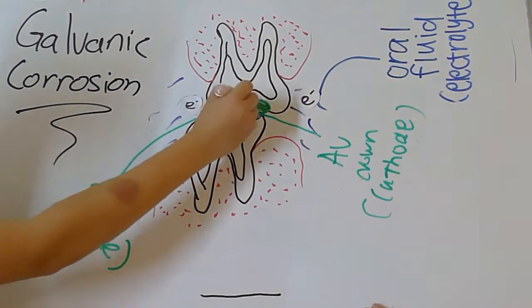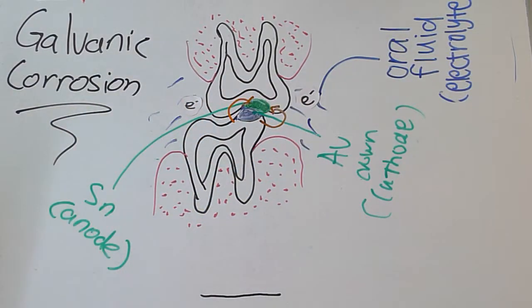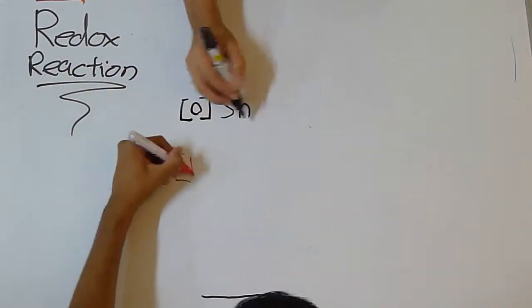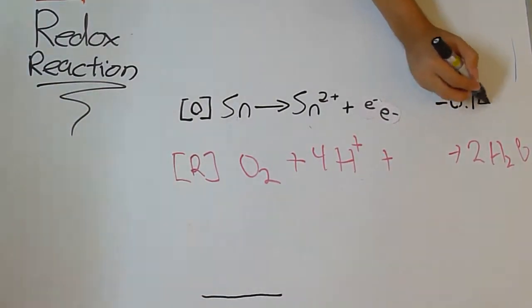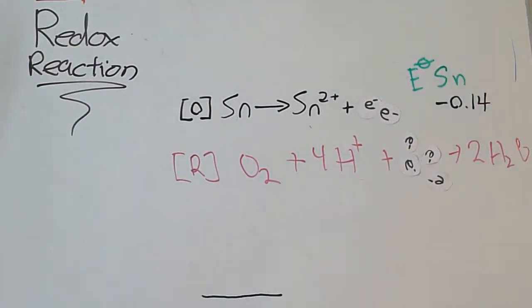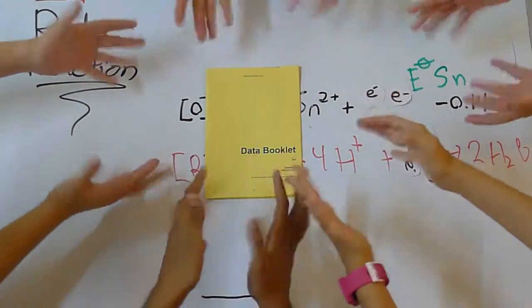Thus, when these dissimilar metals touch, electrons pass down from tin to gold, as cations in the oral fluid move towards the gold and anions move towards the tin. Thus, this is the redox reaction that is actually occurring in the mouth itself. The values of the electrode potentials can all be found in your data booklet.